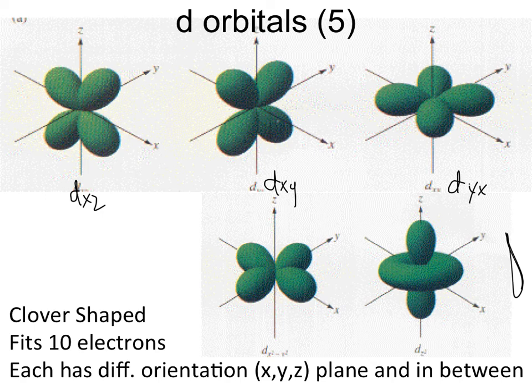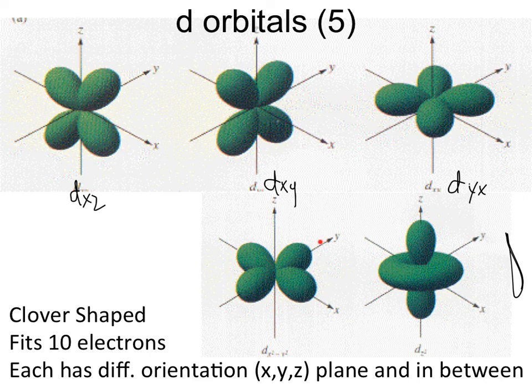And then last but not least, we have the dz squared orbital. As you see here, it's kind of this donut shape. You have a probability of having electrons around the axis. So the dz squared orbital basically has a possibility of having electrons all around the x and y axes, as well as along the z axis.